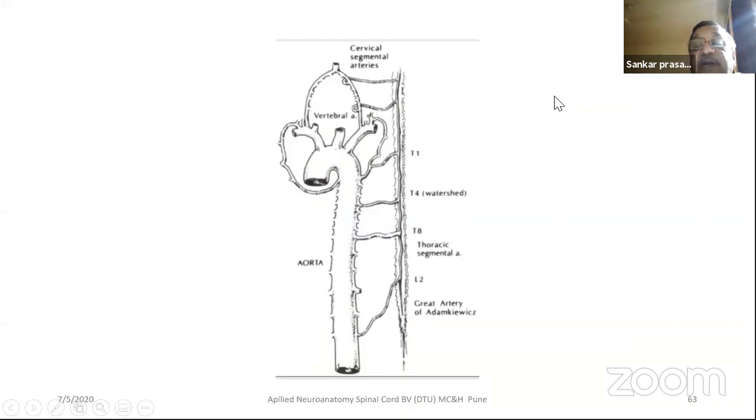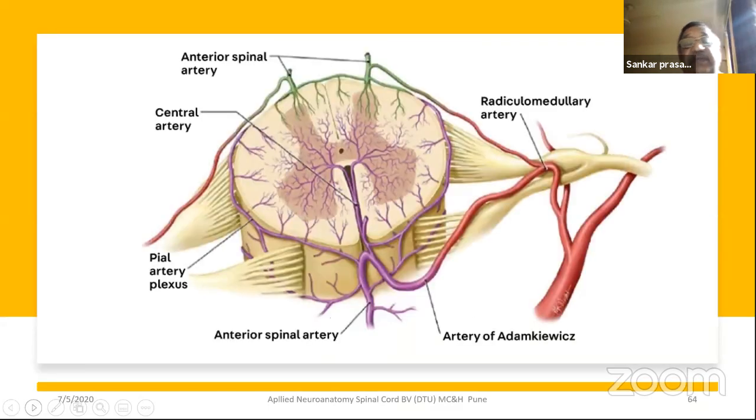And the watershed areas which I was mentioning, around the T4 level there is a watershed area. So if any individual has a cardiac arrest, there may be an infarction in this area, and the great artery of Adamkiewicz is around L1, L2, and there is infarction here if there is any ischemic process.